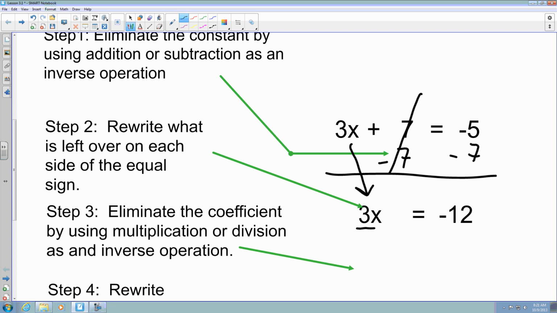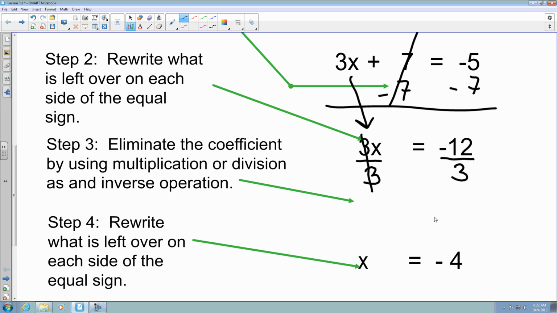So when you're doing two-step, you must do the addition or subtraction first, and then you can do the multiplication or division, which means you're going to divide both sides by 3. This cancels out and leaves you with an x, and then negative 12 divided by 3 is negative 4.